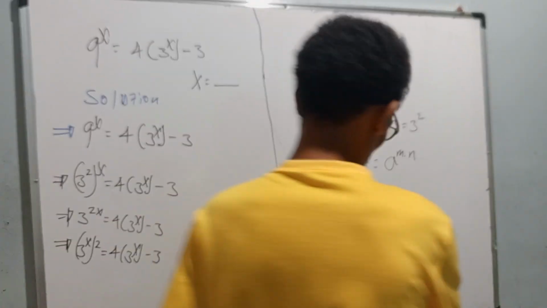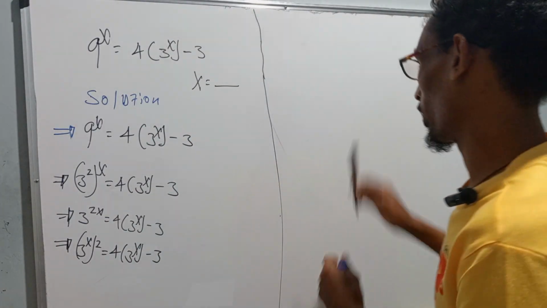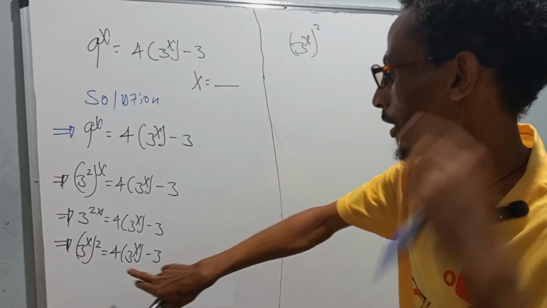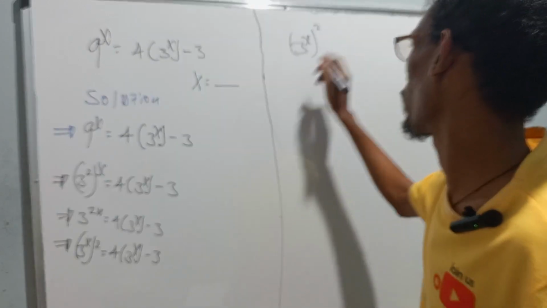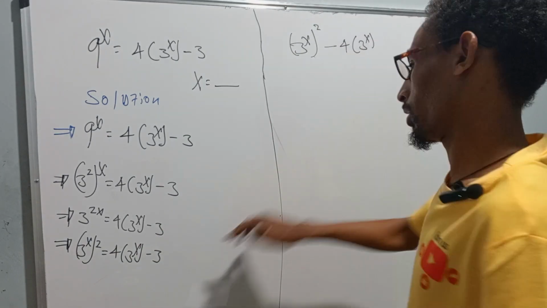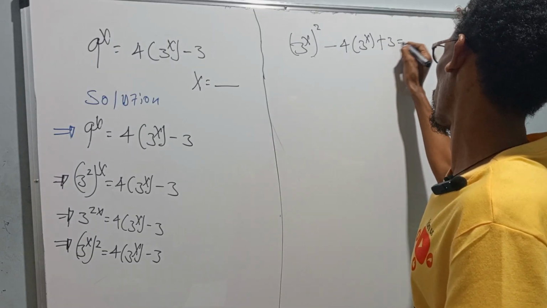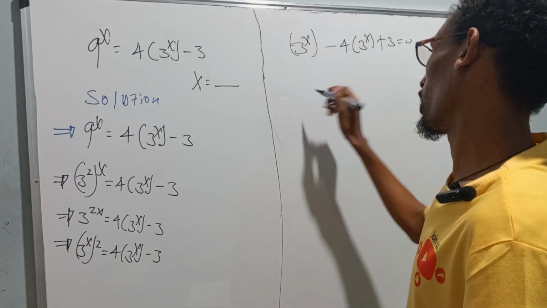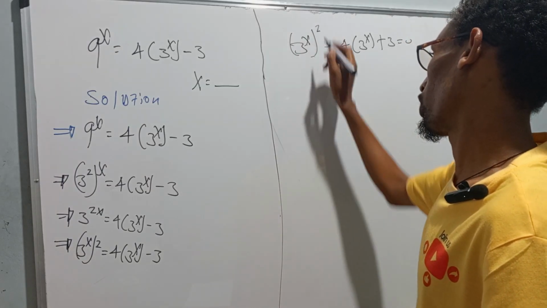Now this equation is expressed as 3 to the power of x, the whole to the power of 2. We take 4 into 3 to the power of x minus 3 to the left side of the equation. We get 3 to the power of x the whole squared, minus 4 times 3 to the power of x, plus 3, which is equal to 0.